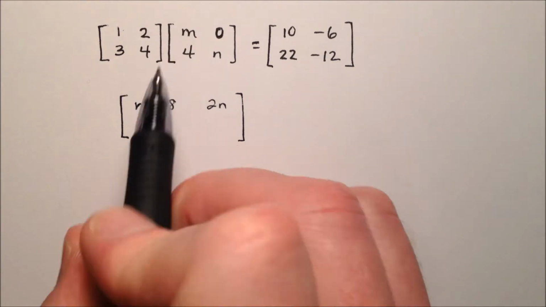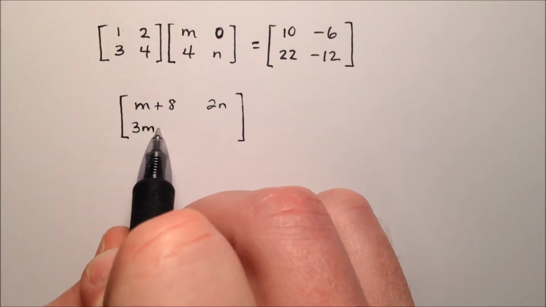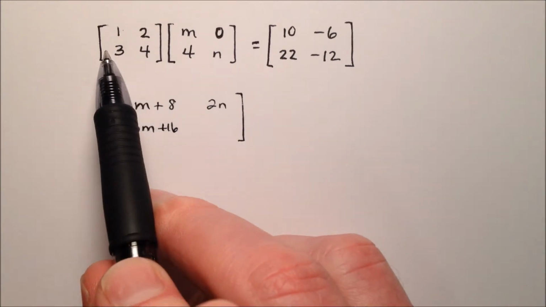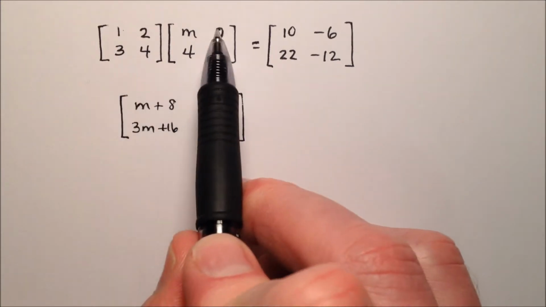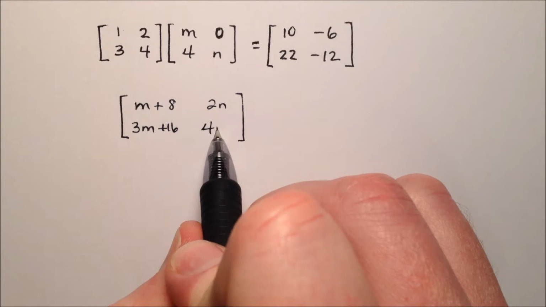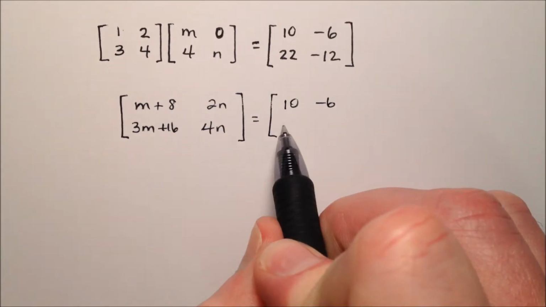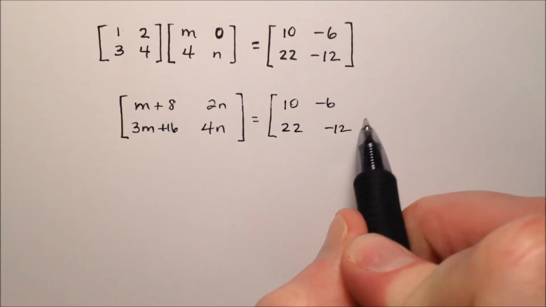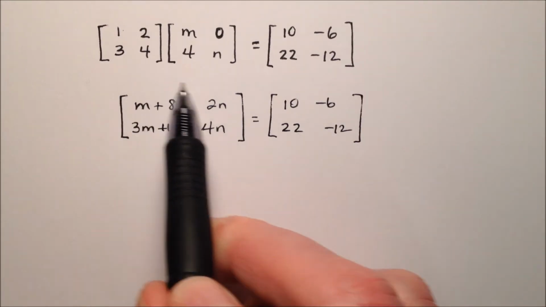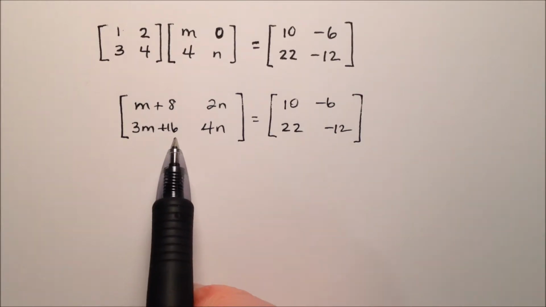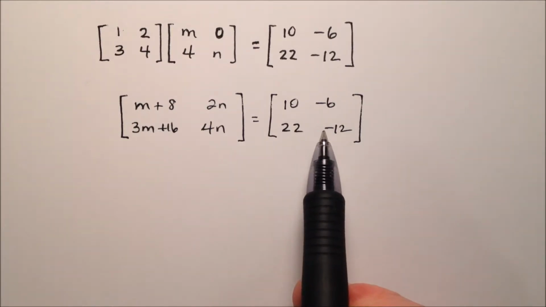Second row, 3 times m, and 4 times 4 is 16. So second row, second column, 3 times 0 is 0, so we just have the 4n. I'm going to rewrite this right side. So we did matrix multiplication on this left side, and this is what we have. We're left with this 2 by 2 equaling this 2 by 2.